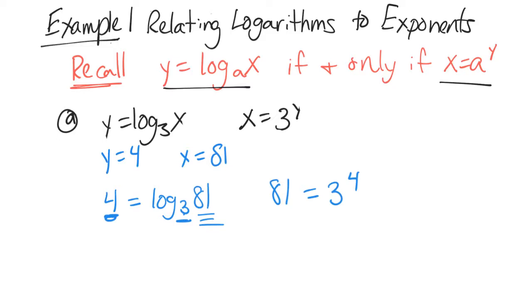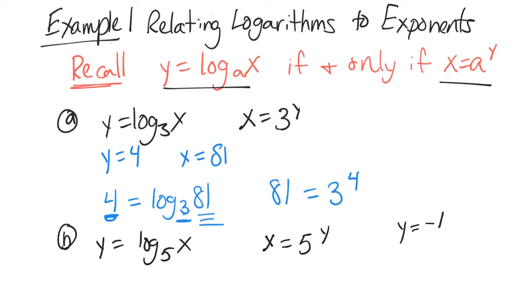All right, for example B, we have that y equals log base 5 of x. So writing that in exponential form, x equals 5 raised to the y. Let's give it some numbers this time. So let's say y equals -1. Our x is actually going to equal 1/5, and I'll show you why. So in log form, you have -1 equals log base 5 of 1/5.